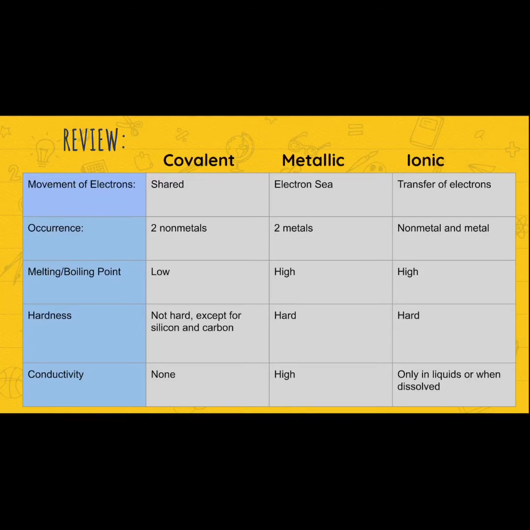For melting and boiling points, covalent has low on both of those. Metallic and ionic have high melting and boiling points. Covalent, as far as the property for being hard, they're not very hard except for silicon or carbon. Metallic and ionic are hard because they have a metal in them.